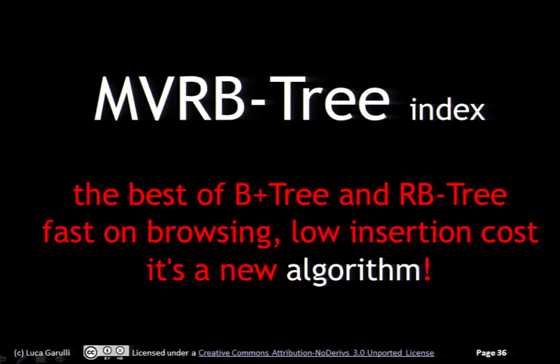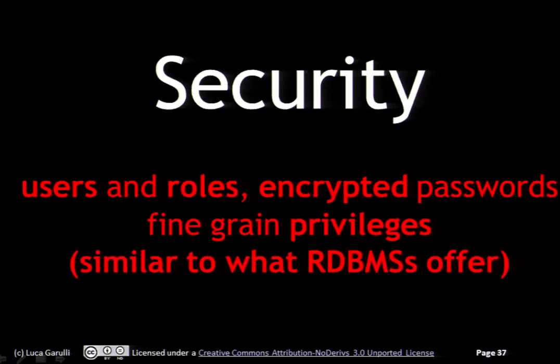We have a new algorithm for managing indexes. Even though 99% of databases, relational and NoSQL, use the B+Tree algorithm, we used a brand new algorithm that mixes the B+Tree and the red-black tree together. So this algorithm is fast like the B+Tree for searches, but it's much, much cheaper on insert and update, which is usually the bottleneck of the B+Tree. Security: even though many NoSQL products avoid security altogether, we support security like a relational database, so you can use users, roles, and grant permissions.